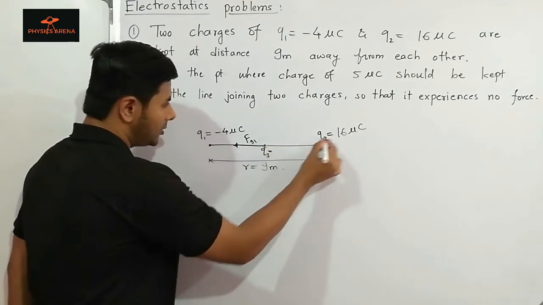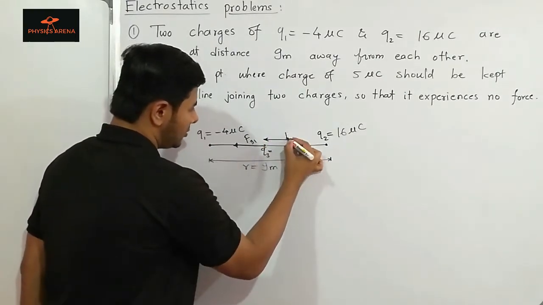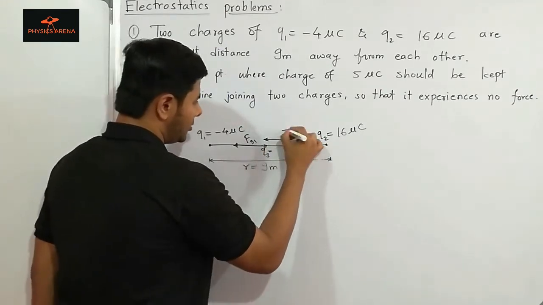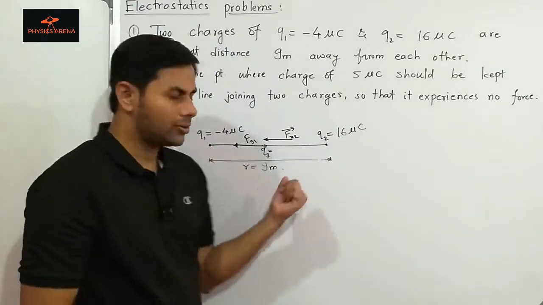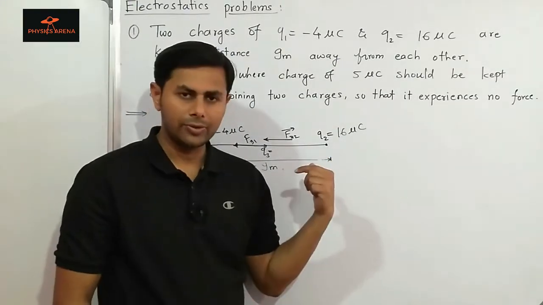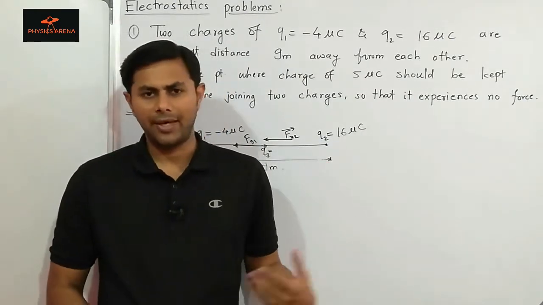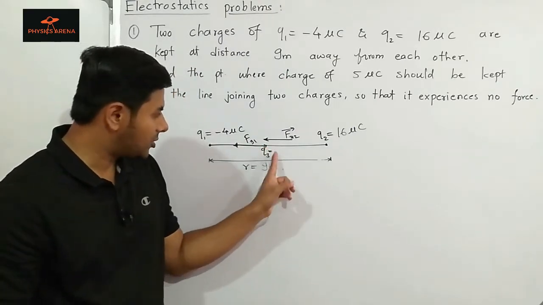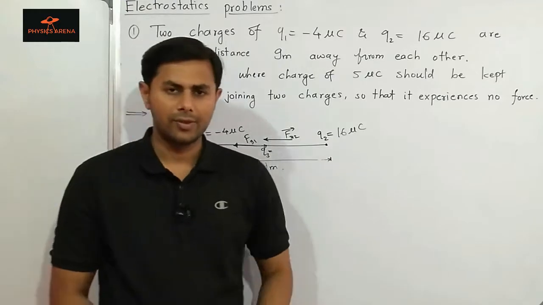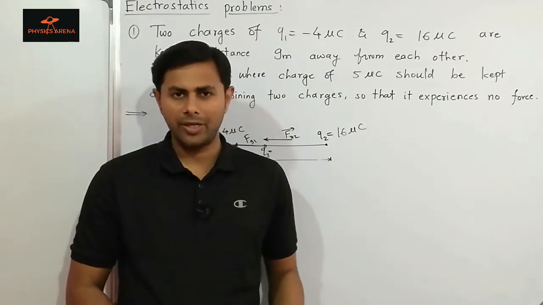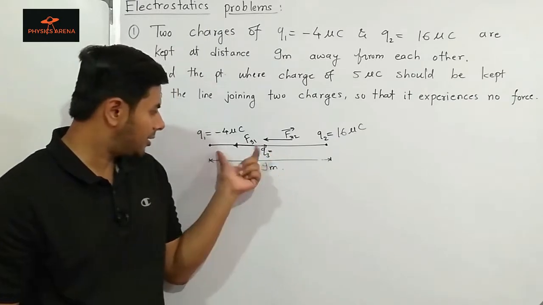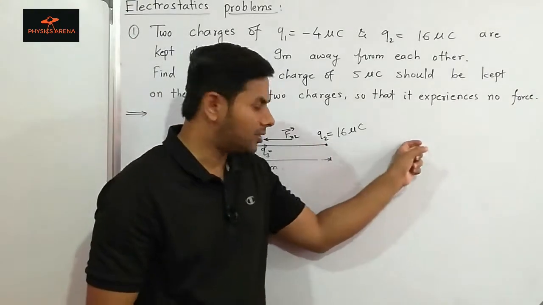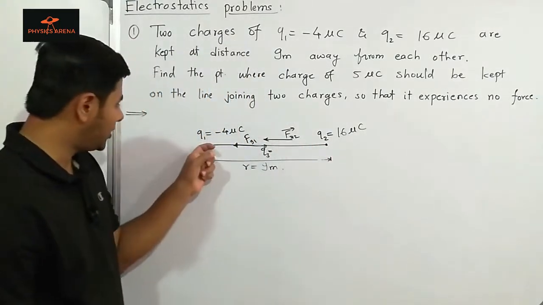So there will be force due to Q2 also. So this is F32, force on 3 due to 2. So force due to Q1 and force due to Q2, they are both in the same direction. That's why no matter where we keep this charge Q3 on this line, the net force on it cannot be equal to 0 if we keep Q3 in between Q1 and Q2. So either we have to keep Q3 on this side or we have to keep Q3 on this side.